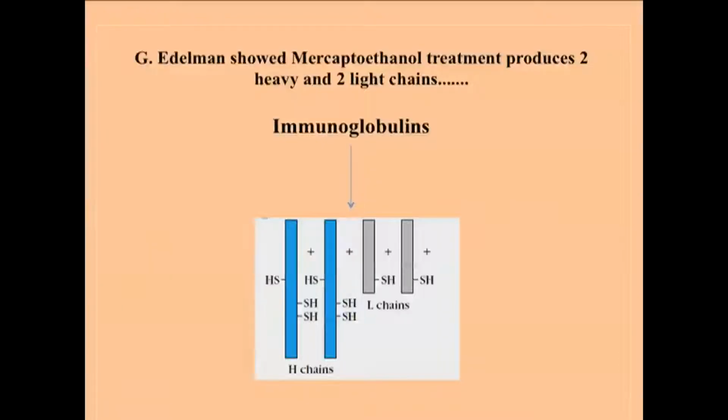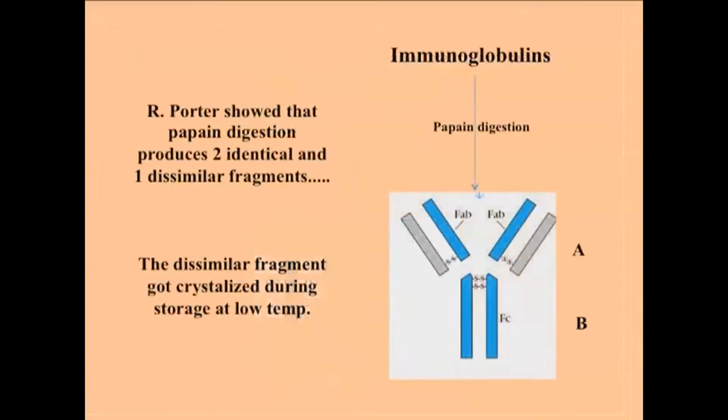Edelman treated the immunoglobulins with mercaptoethanol, and he found that the immunoglobulin molecule is composed of 2 long chains and 2 short chains. He called the long chains heavy chains and the short chains light chains. Porter did another experiment where he digested the immunoglobulin molecule with the protease papain, and he got 3 fragments, 2 identical fragments and 1 dissimilar fragment. Suppose we call the identical fragments A, and the dissimilar fragment B.